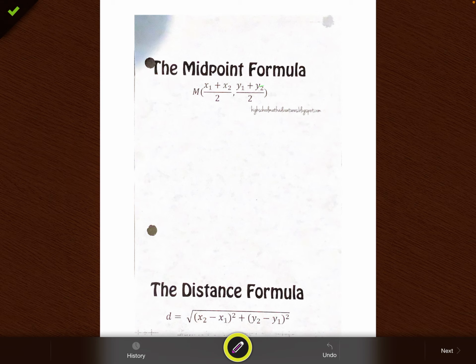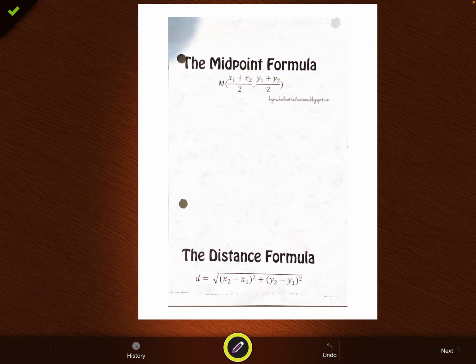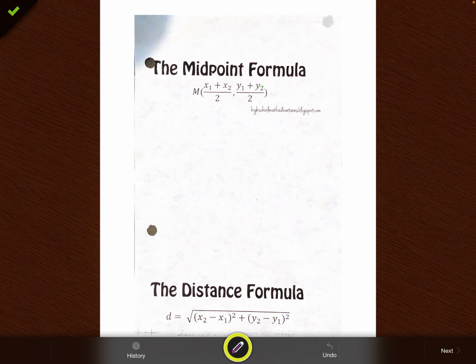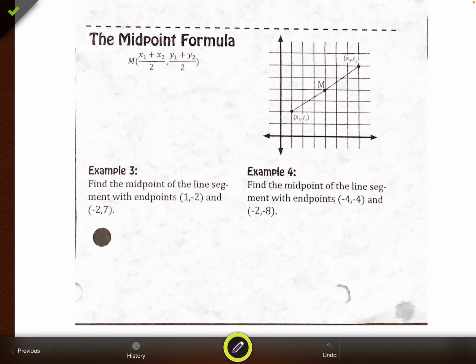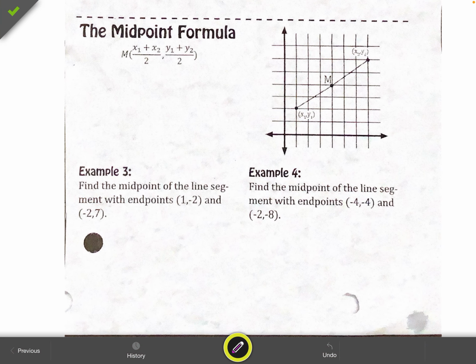Today we're going to be talking about two formulas. We're going to be talking about the midpoint formula and the distance formula. And as you can see on the front of this, you have both formulas. So let's jump over here and start with the midpoint formula.